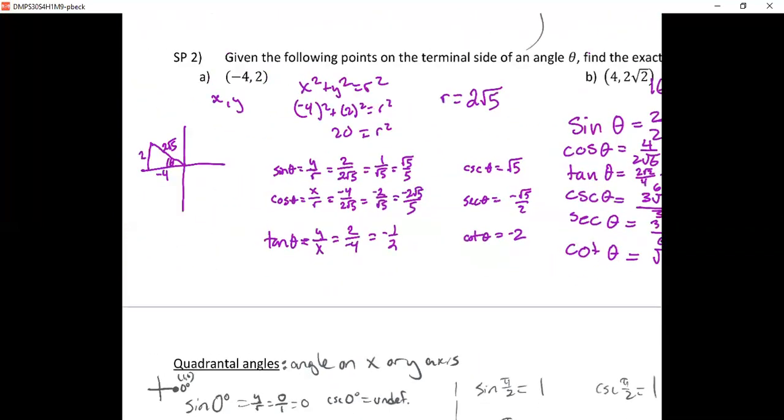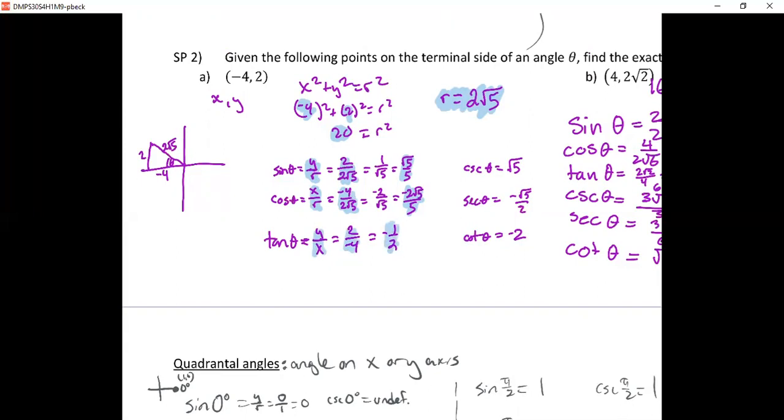So looking back at problem A, the very first thing we need to do is find our radius. So x squared plus y squared equals r squared. R squared ends up being 20, so the radius is 2 square root of 5, and our radius is always going to be a positive value here. So sine is y over r, so 2 over 2 square root of 5, reduced and rationalized. Cosine is x over r, so negative 4 over 2 square root of 5, reduced and rationalized. Tangent is y over x, so negative 2 over negative 4, which is negative 1/2.